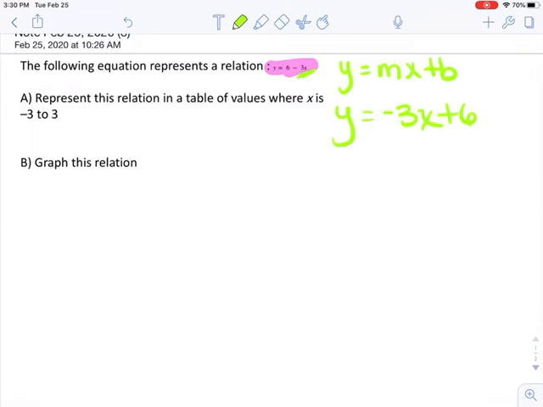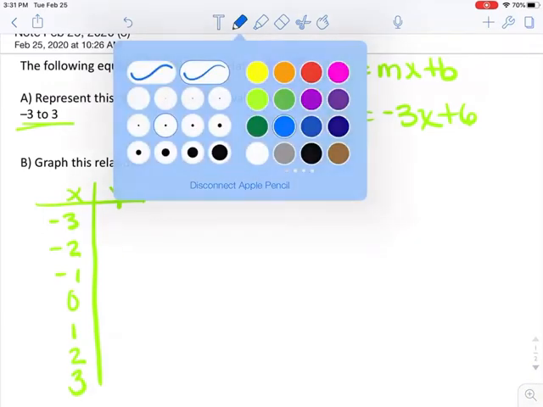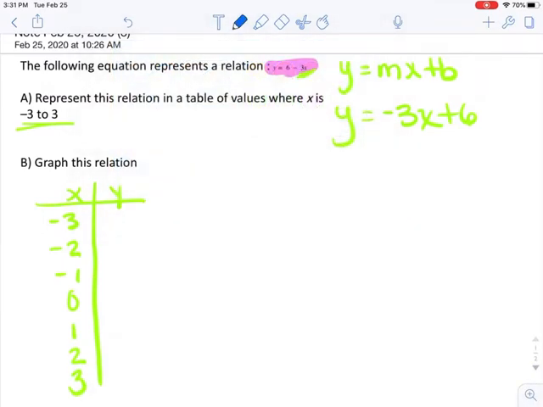So it says represent this relation in a table of values where x is minus 3 to 3. So here I need to make my table of values, x and y, and it says over here I need negative 3, negative 2, negative 1, 0, 1, 2, 3. And I think there was a video about this before.